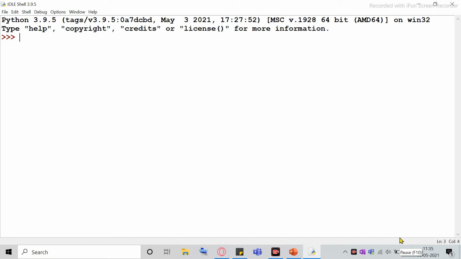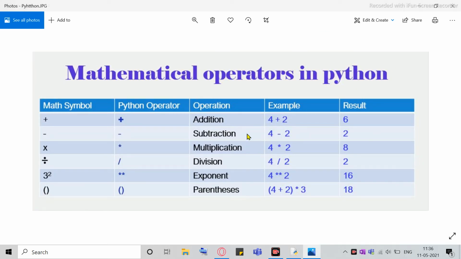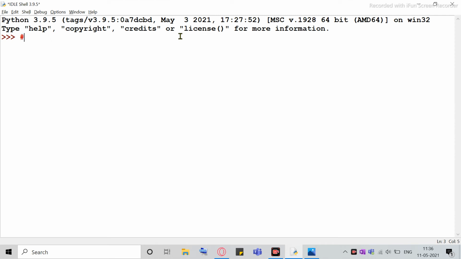Now that we know everything, let's focus on the different mathematical operators. I've got the list of operators in front of me. The first symbol was the addition one, so let's first practice addition on Python. This is just a comment I wrote for you all. The computer doesn't understand anything when we give this hashtag symbol. It's just a comment. First we've got the addition symbol.